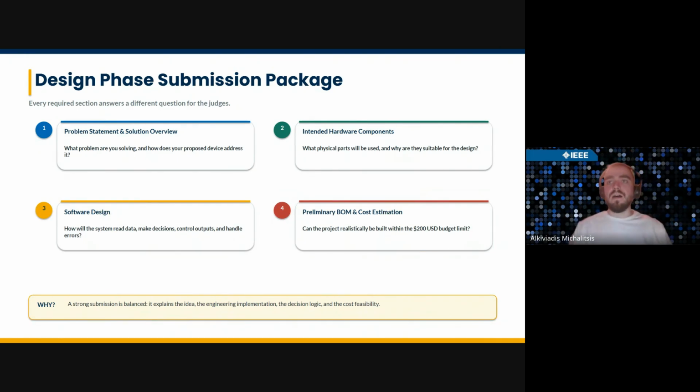Regarding the intended hardware components that you might use, you should say what kind of physical parts you will use and why these are specific and suitable for your design implementation. Similarly, for your software design, you should explain how your system will read the data, how it will make decisions, what the outputs will be, how it will control based on different kinds of situations, and how it will handle possible errors.